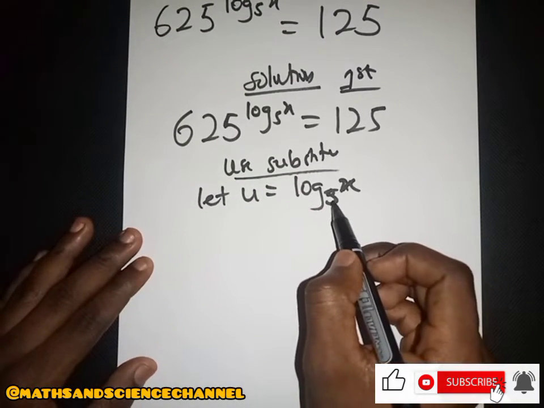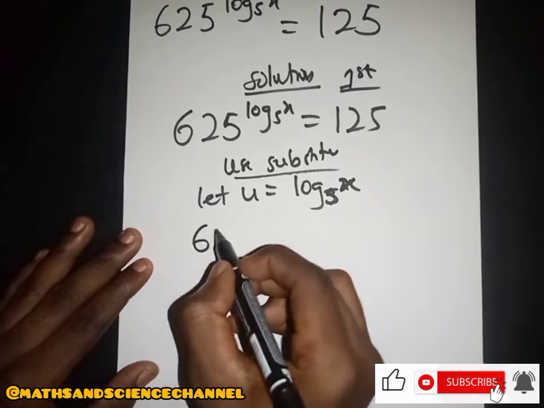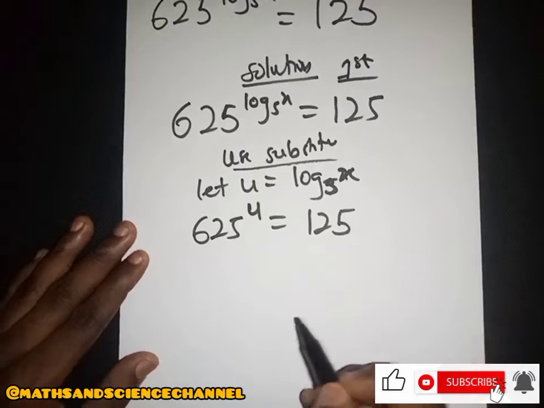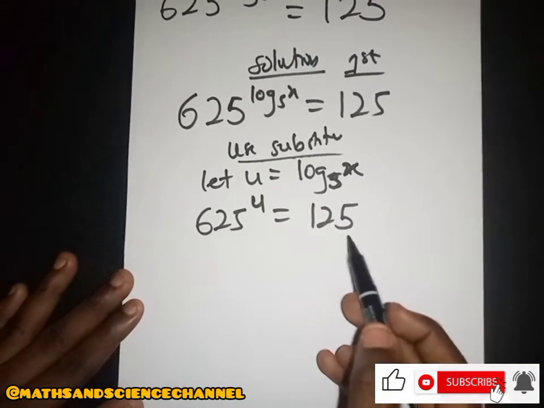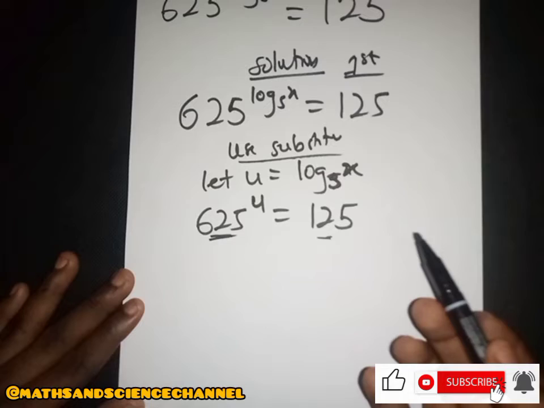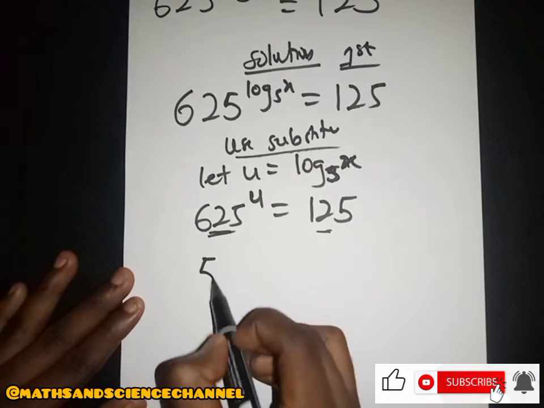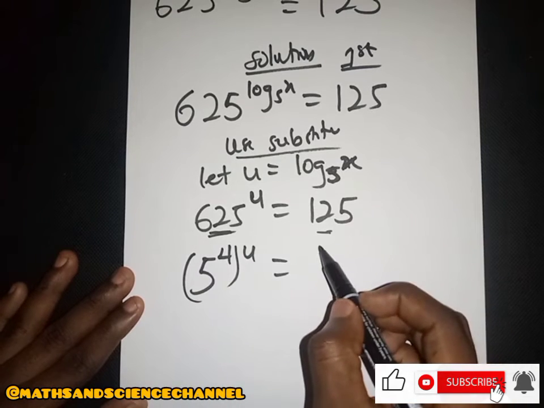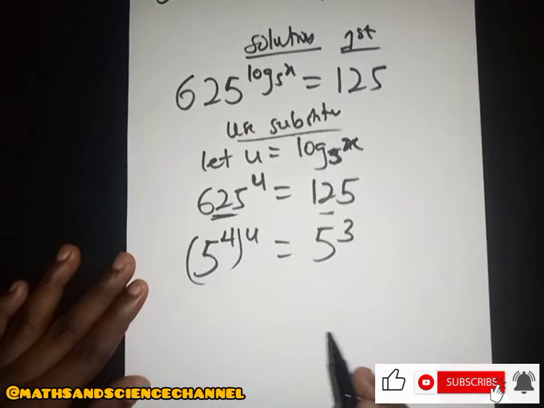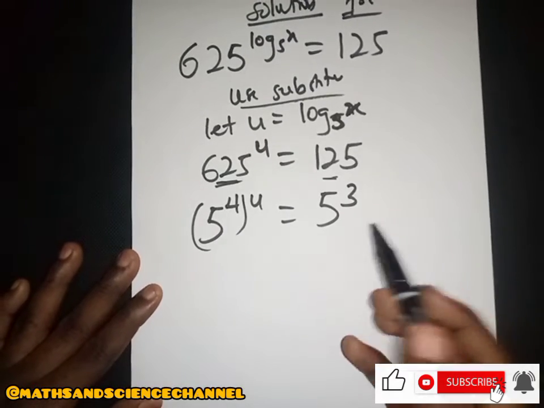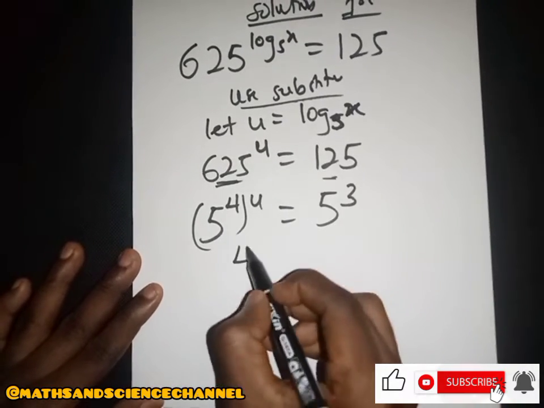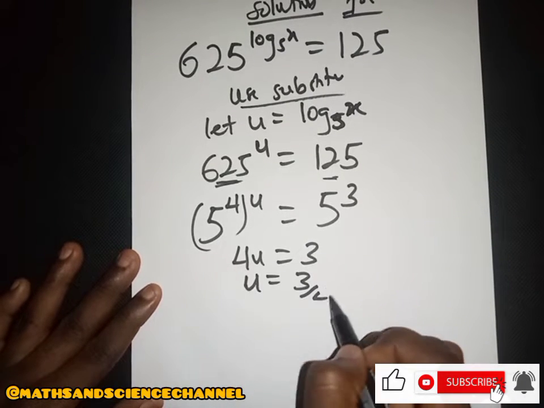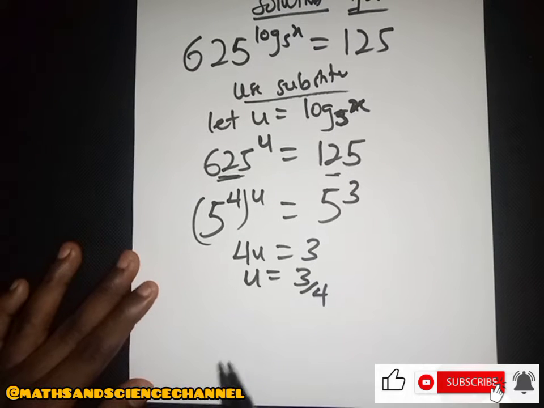So if that is the case, then 625 to the power u is equal to 125 in this case. Now if we look at the bases over here, realize that we can write these in terms of 5. So this is just 5 to the power 4, then we have u, and then we have 5 to the power 3. Since the bases are the same, we equate the exponents. So we have 4u being equal to 3, and therefore u is just 3 over 4. But remember, we want to find x, right?